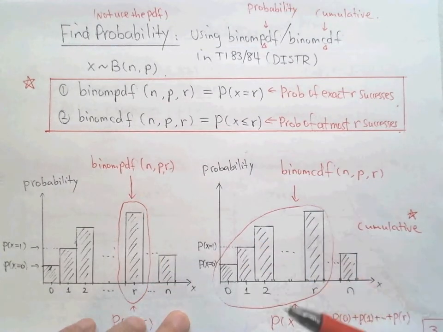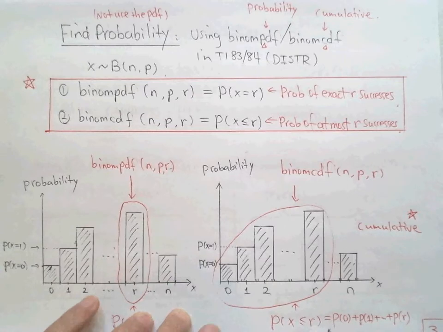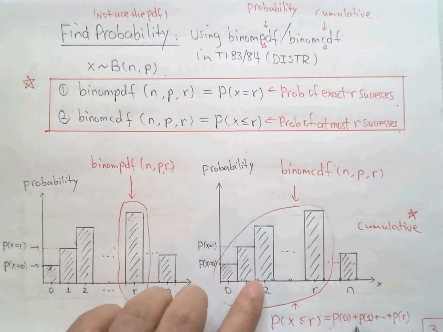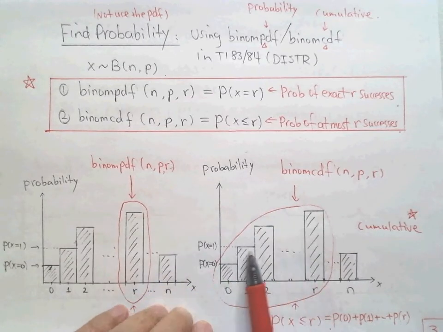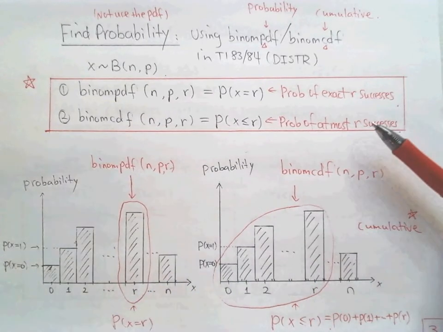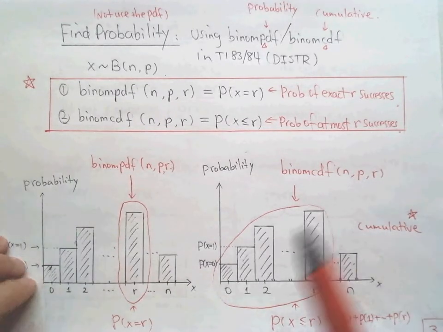Okay, what does it mean? If this is the distribution, cumulative means add all the heights of the bars to the left together. See, from 0 to 1 to 2 until R. X successes less than or equal to R means either 0 times success, 1 time success, or 2 times, at the most up to R times. Add all the probabilities together, that is the binomial CDF. Have you seen? This is the binomial CDF, cumulative.